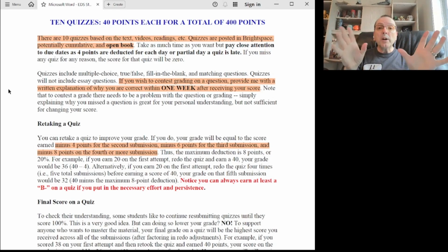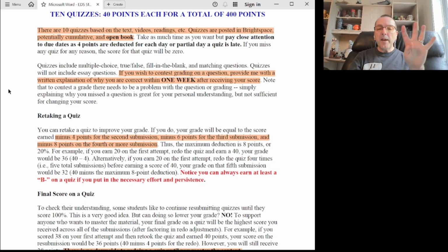They are open book, which is great. You can use the book. You can use video slides. You can go back and watch a video a little bit if you're stuck in the middle of a quiz. That's okay. There is a late penalty of 4 points every day or partial day that you're late. So make sure you hit that deadline at 11:59 p.m. on the Friday. Again, if it's 12:02 a.m. on Saturday, 4 points. Ouch.